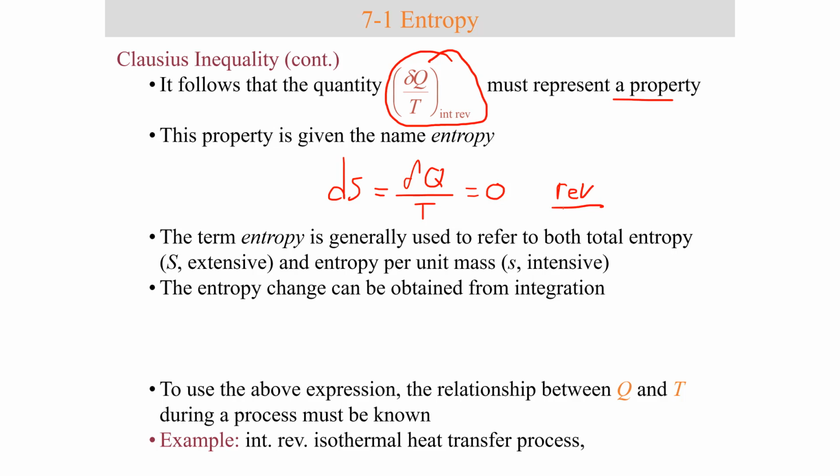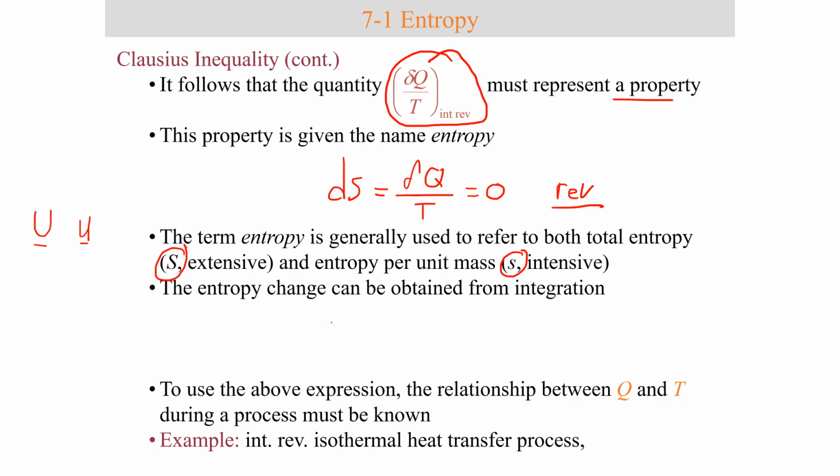So the term entropy is generally used to refer to both total entropy and entropy per mass, right? It's kind of like saying total internal energy and specific internal energy. Specific internal energy would be in kilojoules per kilogram. Total internal energy would be, for example, in kilojoules. Well, it's the same thing. There's an extensive and also an intensive, per unit mass, version of entropy.